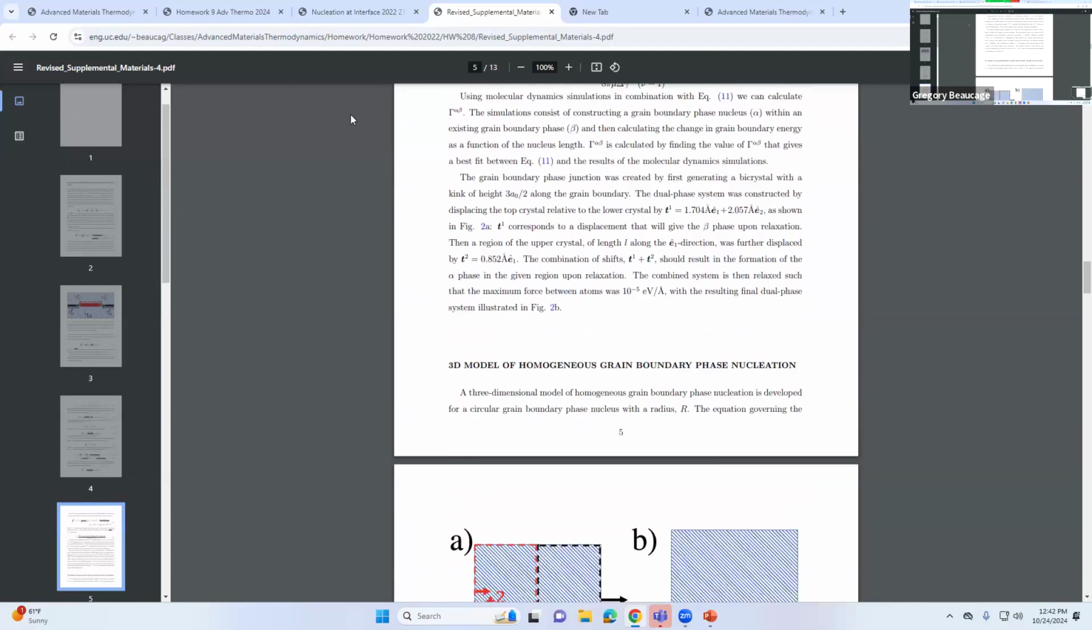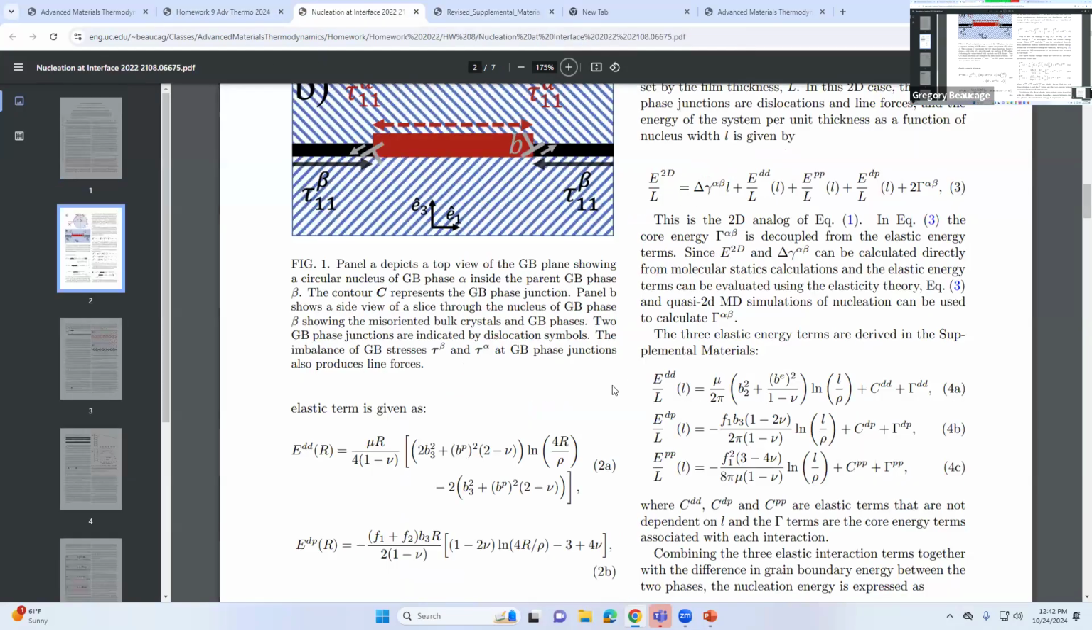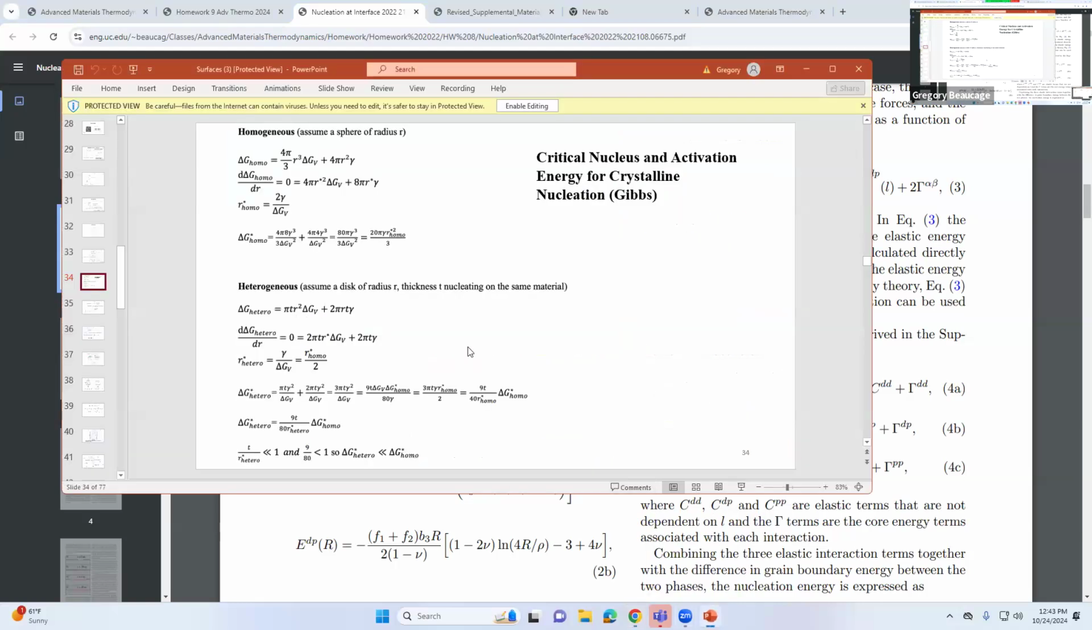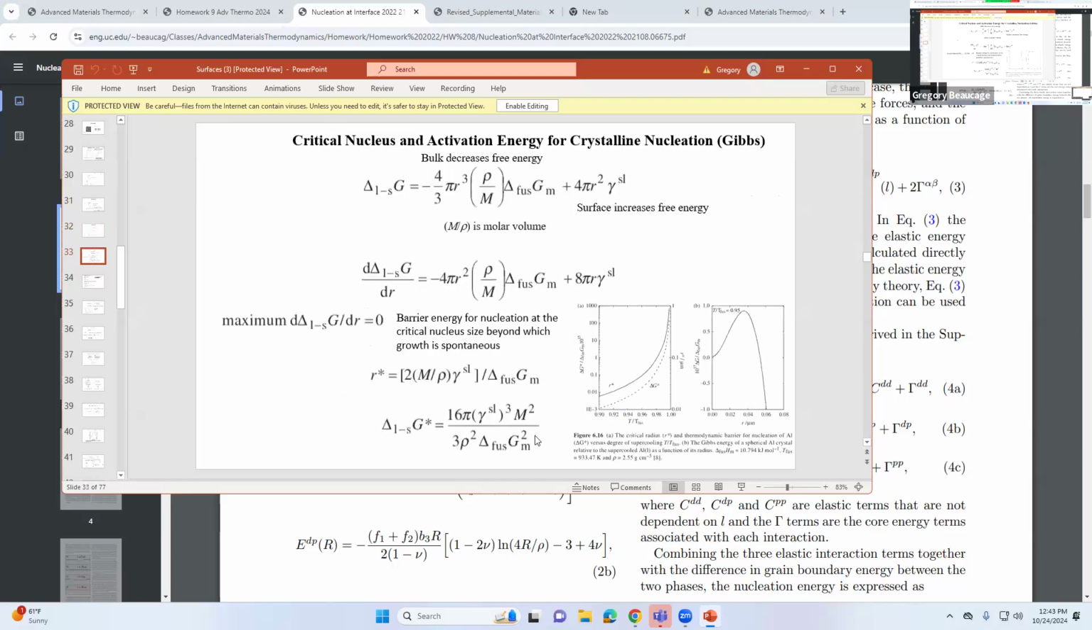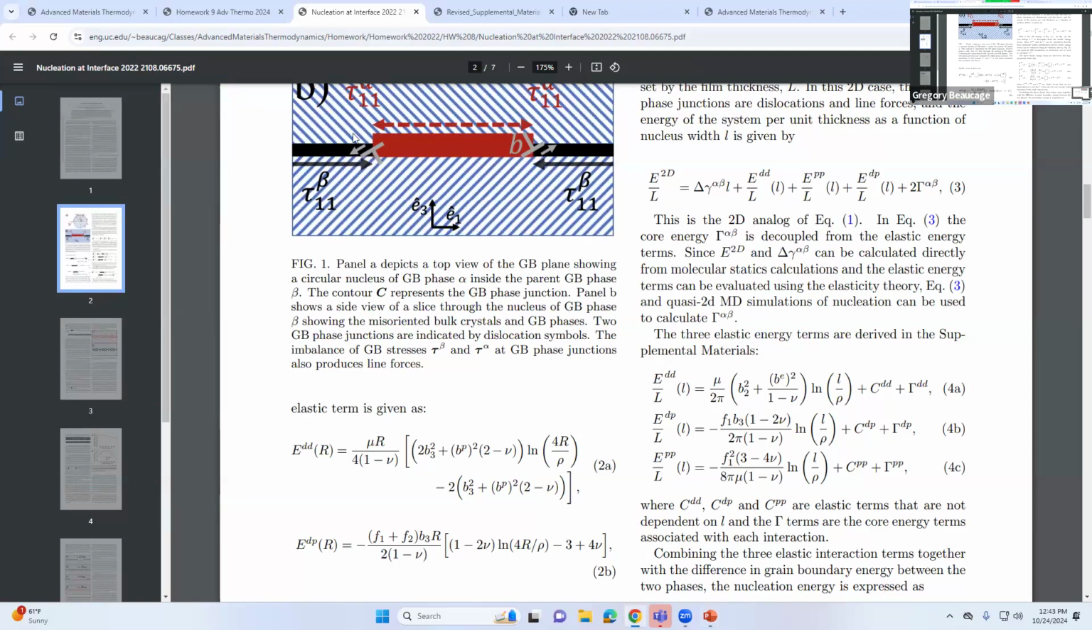But in the end, he's got an equation that's similar to what we did in the notes, and the theme of it is going to be the same. He wants to take the derivative of it, set it to 0, find the peak. That's your critical size. Plug the critical size back in the original equation, get the critical energy for the transition, right? And in this case, the transition is going to be nucleation of a phase at the grain boundary. So he's talking about this grain boundary as if it was a bulk phase, and then he's talking about how you could nucleate phases within that.